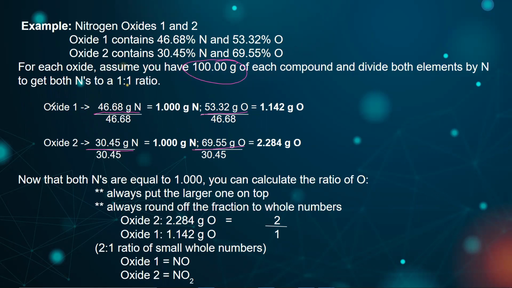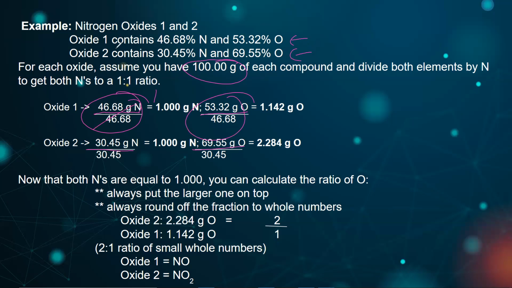So if we take oxide 1 and use those percentages from up here and think about them in terms of grams, if I have 100 grams of a compound that's 46.68% nitrogen, I'm going to have 46.68 grams of nitrogen. And if it's 53.32% oxygen, I'm going to have 53.32 grams of oxygen. My first step is to divide both of those gram amounts by nitrogen. So we've done 46.68 divided by 46.68, and 53.32 divided by 46.68. This is going to reduce to 1. This one, however, is going to equal a little bit more than 1: 1.142.